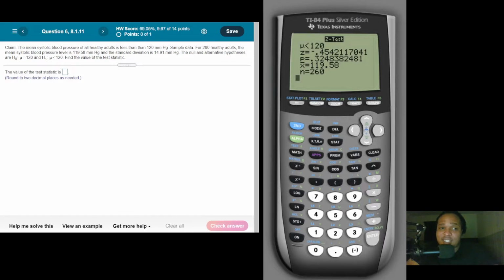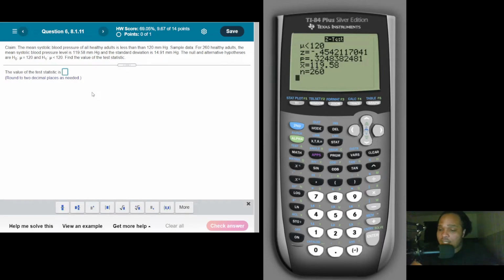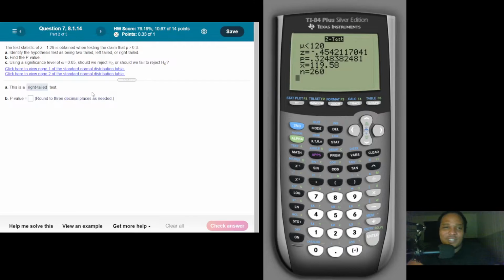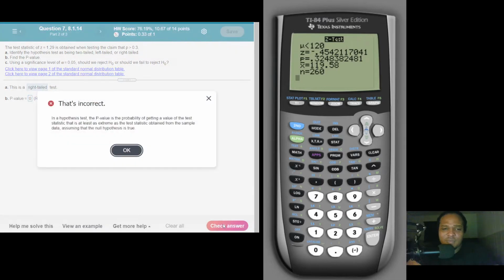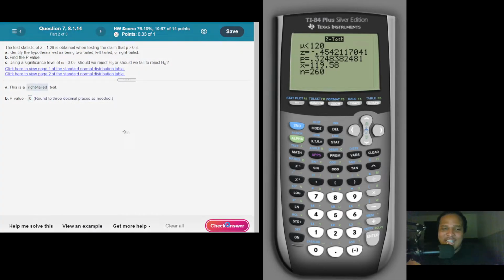So your test statistic is whatever your Z is. So this is negative 0.45. They wanted 2 decimals and got it. Nice work. All right, next. Let me go ahead and just get this wrong. Yeah, this hurts my soul just a little bit.